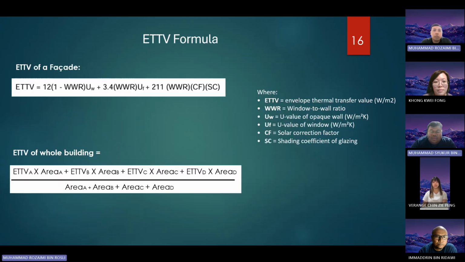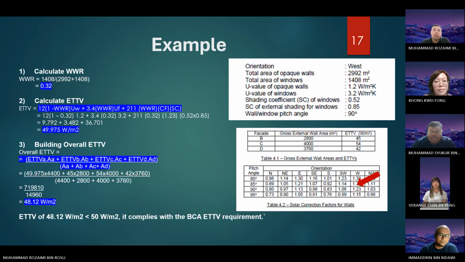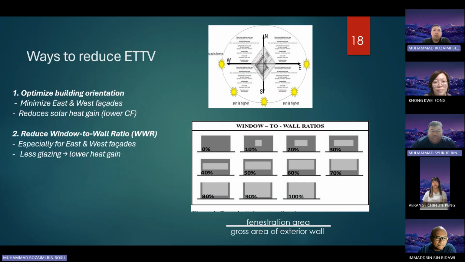Okay, for the ETTV formula, for the ETTV of a facade you can see on the screen the formula to calculate the facades. And for the ETTV of a building, you can refer to the right side of the legend of the calculation. Next. Okay, for example, number one, how to calculate the WWR. We get the answer 0.32. Number two, to calculate the ETTV, the answer you can see is 49.975 watt per meter square. For number three, to calculate the building's overall ETTV, you get the answer 48.12. So this ETTV matches the BCA requirement of 50 watt per meter square or below. Next.